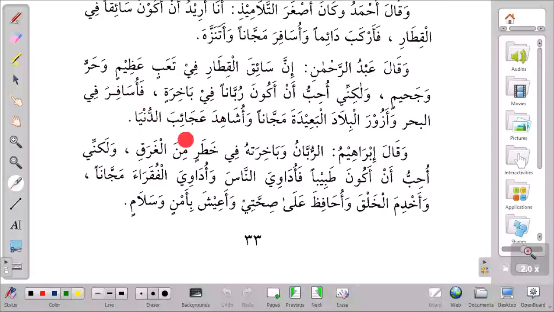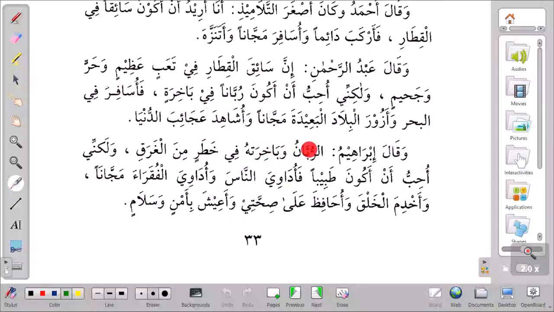Okay, so waqala Ibrahim, and then Ibrahim says ar-rubbanu. So Ibrahim is also going to condemn him before saying his own. So let's look at what he says. Ibrahim says ar-rubbanu wa bakhiratuhu.